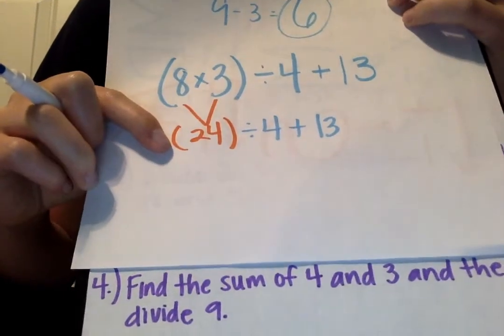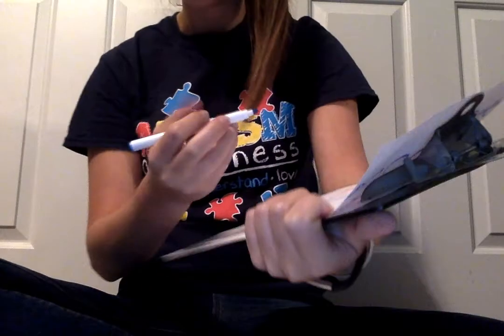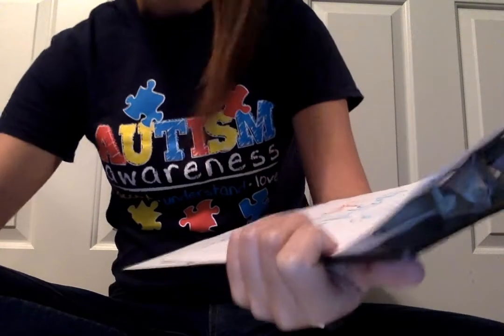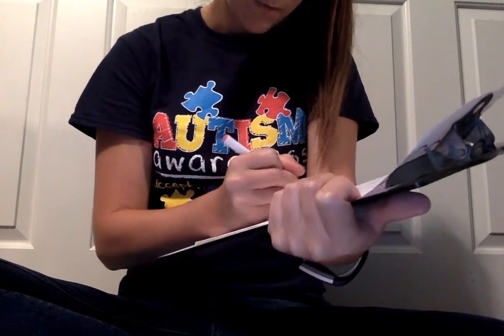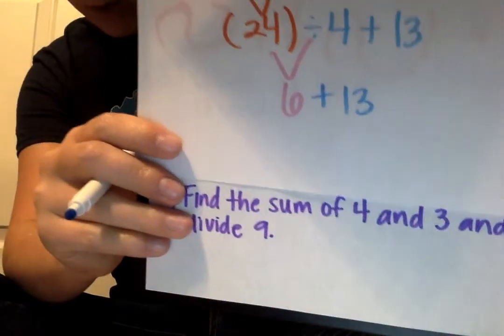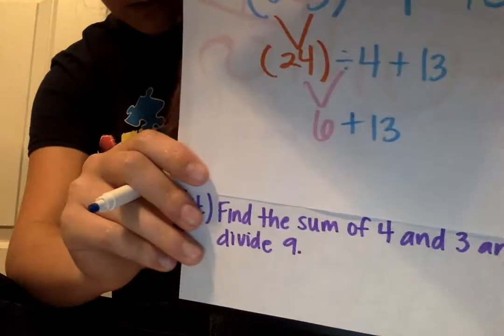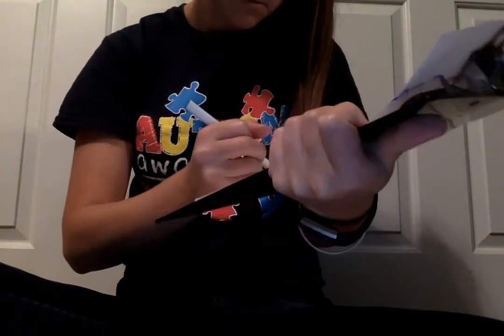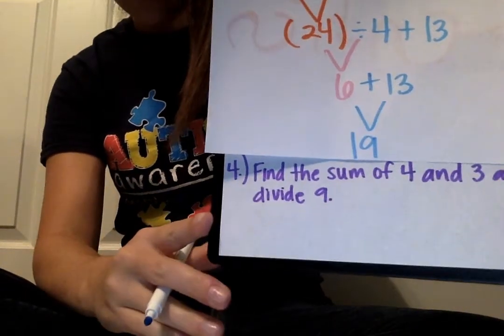So what's going to come first, division or addition? Good, I heard somebody say addition, and you are correct. Division, and you are correct. So when I think about division, 24 divided by 4 is 6, and then I need to rewrite my problem, so plus 13. So the last bit of my problem is 6 plus 13, and I know that 6 plus 13 is 19. So the answer to my problem is 19.